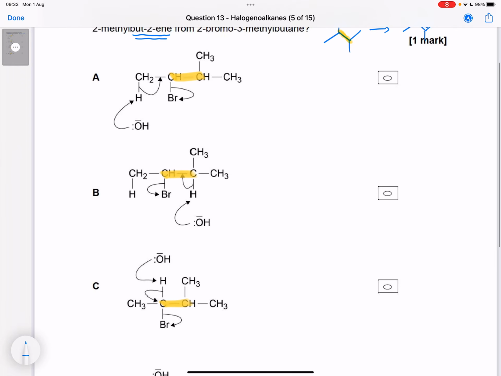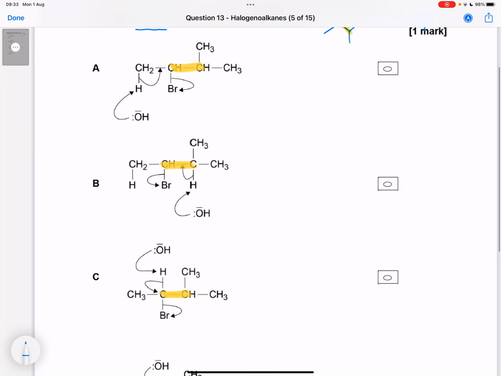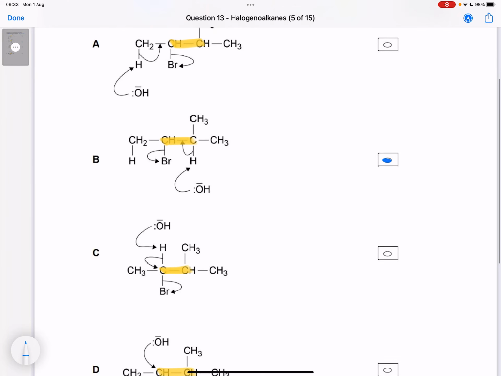The next one, the lone pair is going and collecting that hydrogen, acting as a base to pick up a proton, and then we're creating a double bond in the right place where we've highlighted where we would like the double bond, and we're losing the bromide ion. So it looks like B is correct. I'm going to select B, but I'm just going to double check the others, see what's going on.